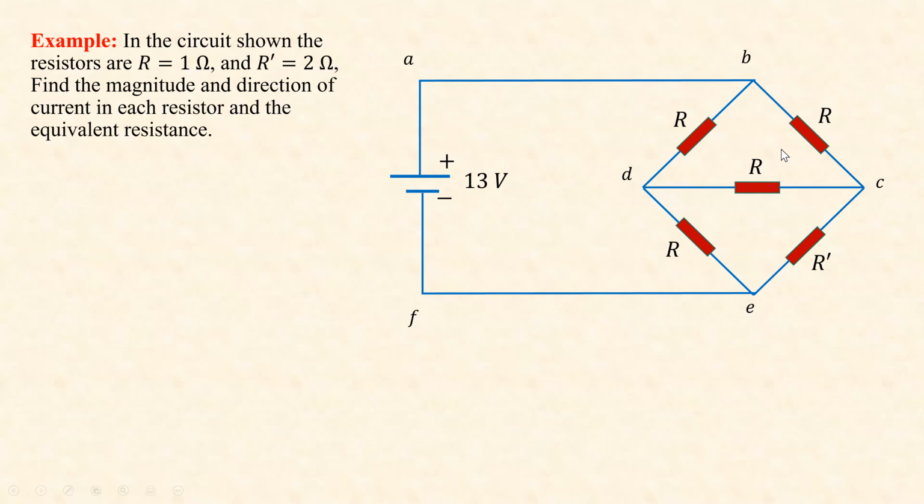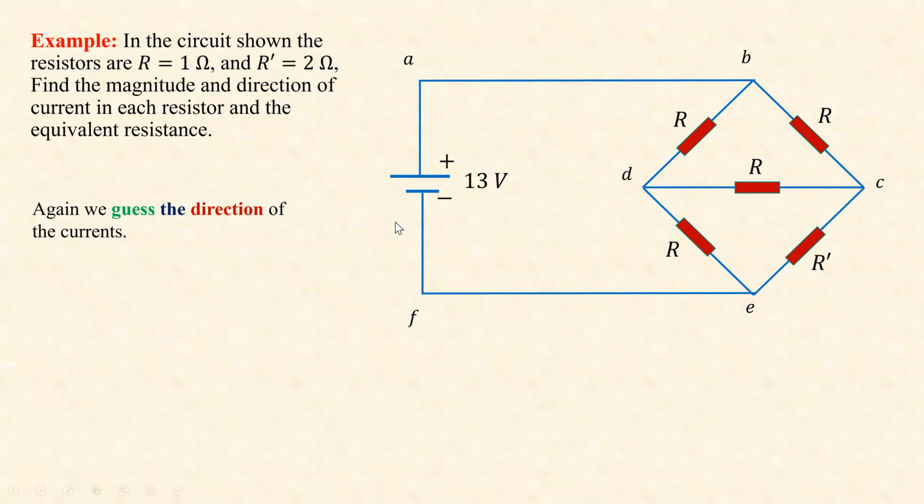So you see here again, from here to here, we cannot say these are in parallel. So we cannot reduce this circuit basically, because none of the resistors are in series or parallel to each other. All right. So what do we do? Again, we guess the direction of the currents.